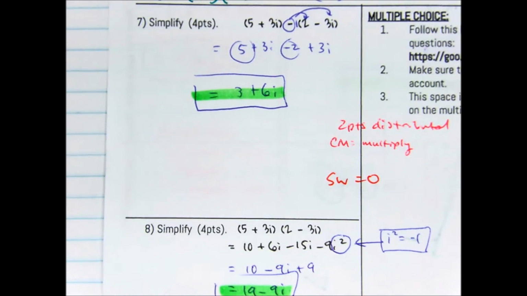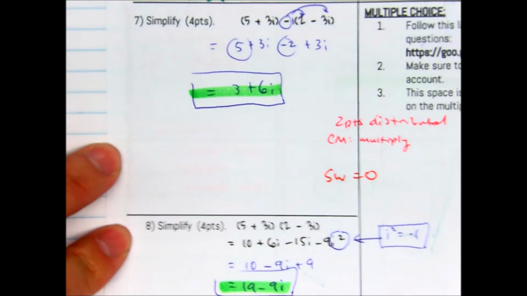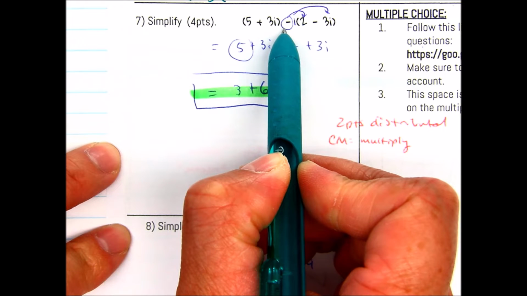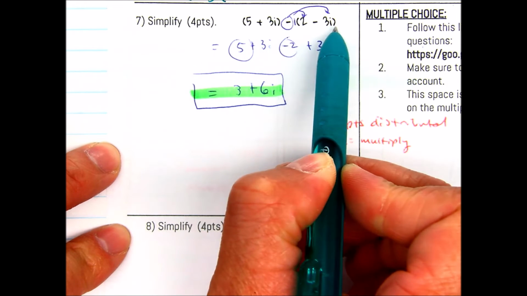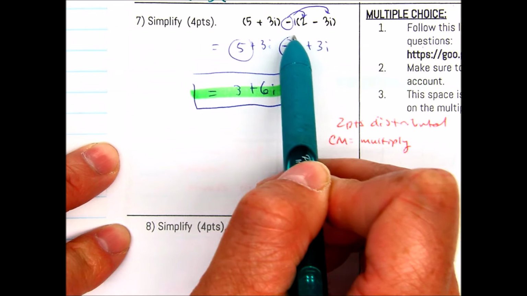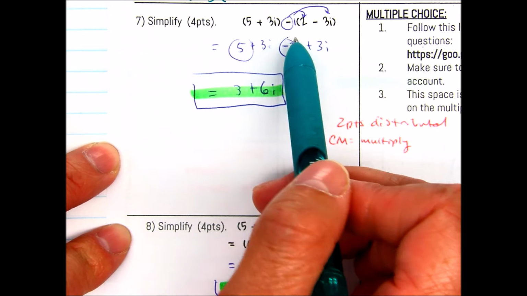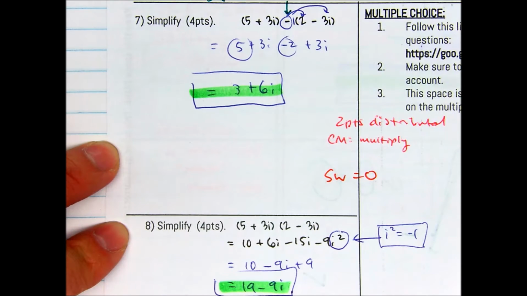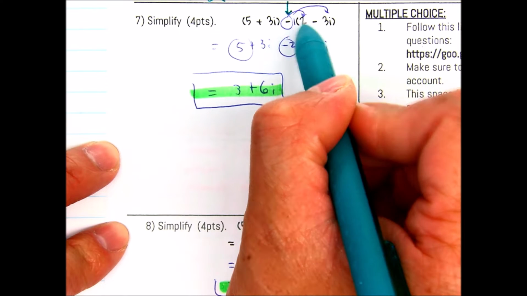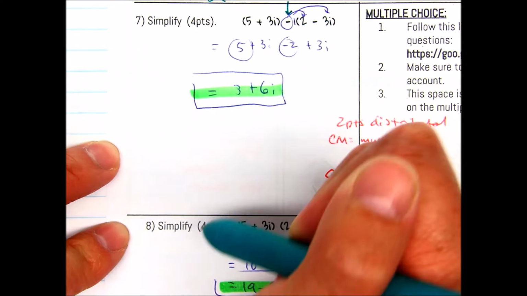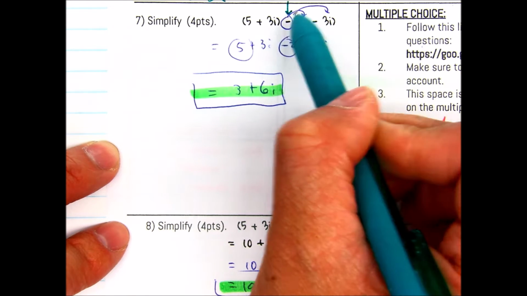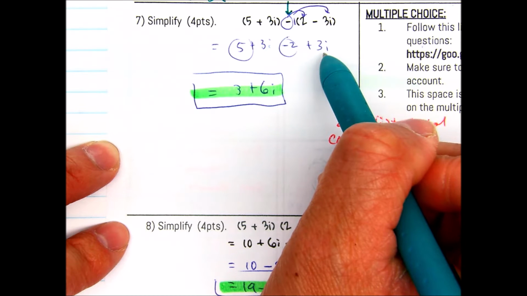Question number 7. Ask you to simplify x plus 3i minus 2 minus 3i. So automatically I knew if you drew the box or you did FOIL, it was wrong. The math operation here is subtraction. What do you do with subtraction? Think of it as like a -1, and you need to multiply to every term on the right side in the parentheses. So -1 times 2 is -2, and -1 times -3i is a +3i.